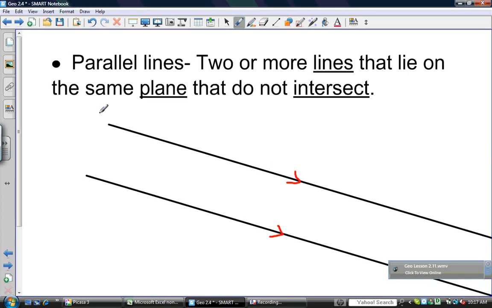Now if we named this one L and this one K, we could also say L is parallel to K. So if you ever see two lines like this, that means is parallel to.